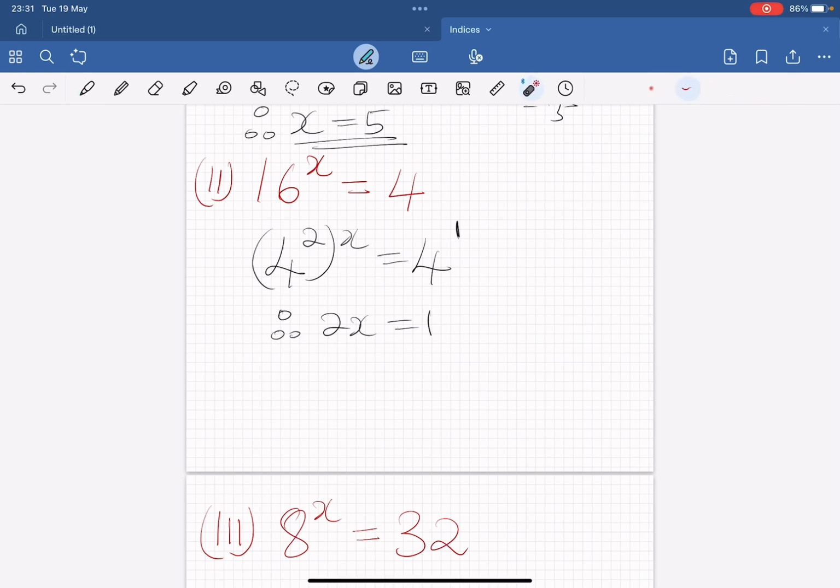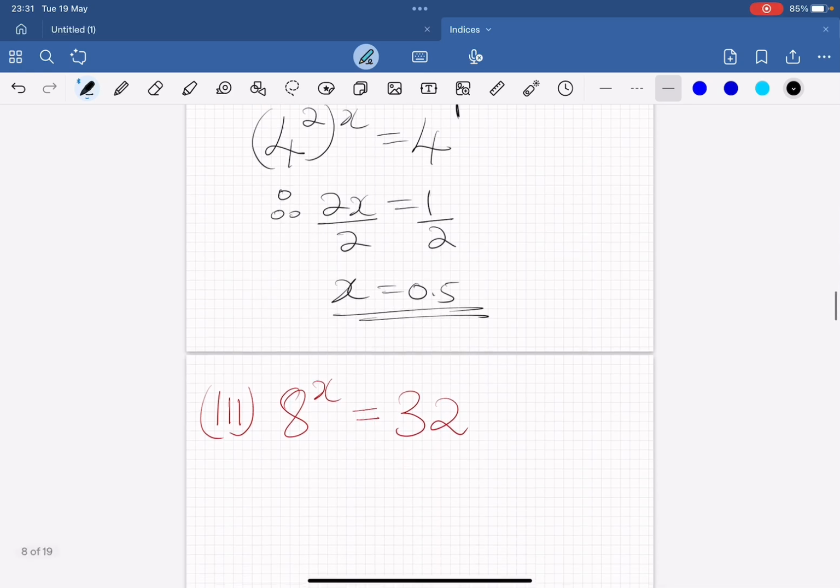Like I said, the intention is to make the bases the same. And then once the bases are the same, you can equate the powers. Now, to solve my simple linear equation, I'm simply going to divide by 2 on both sides. Hence, x is 0.5.